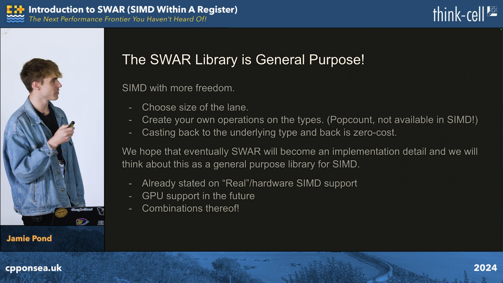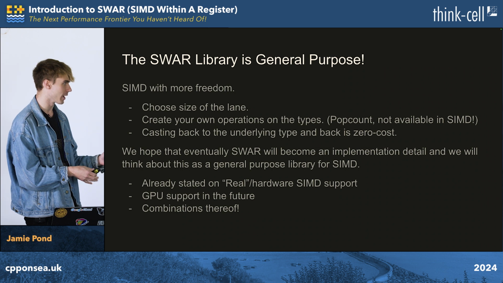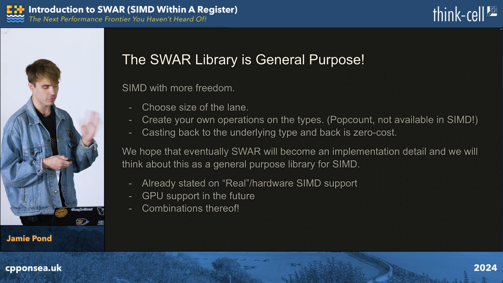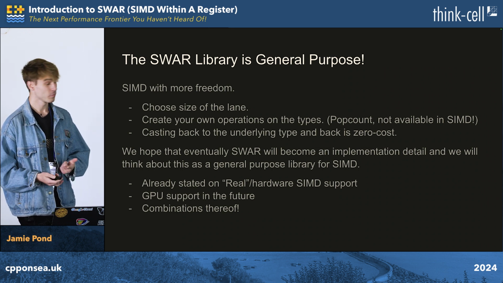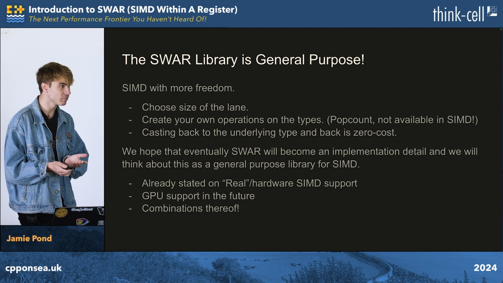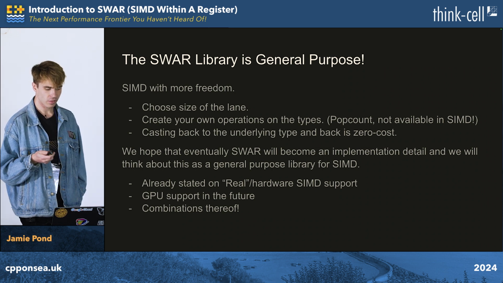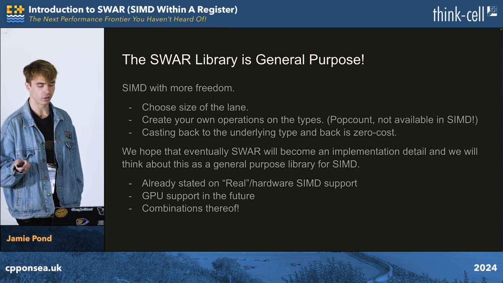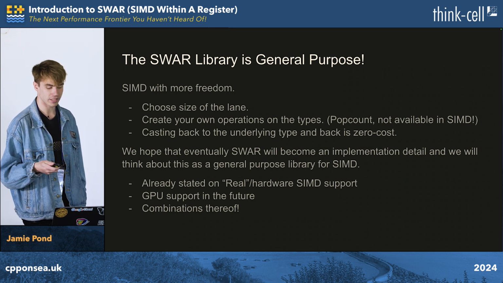The SWAR library is general purpose. Hopefully you can see that this is very configurable. The generic programming paradigm has been applied here very heavily, so you can have SIMD with total freedom. You can have any size of lane that you want. You can have any underlying type that you want. You don't even have to have power of 2 lanes. You want lanes of 5 or 7, some other random prime number? Why not? Who cares? And what's really powerful is that you can create operations on the types that you want. For example, a pop count. There's not really a SIMD implementation of that, but we've implemented that in the library.